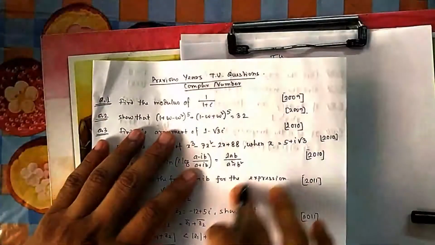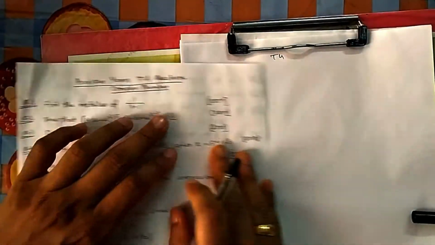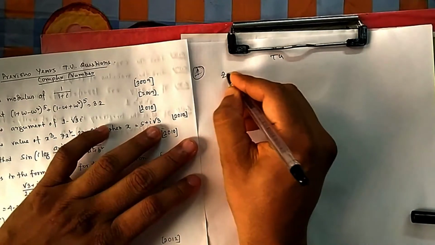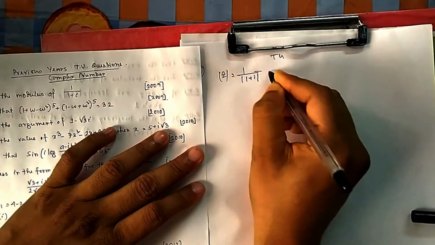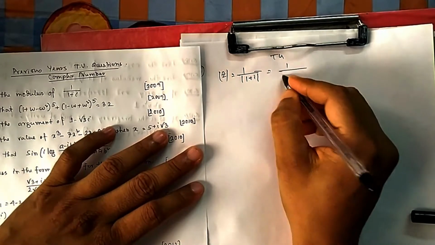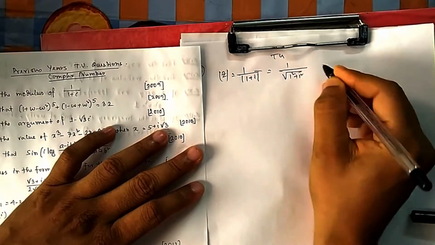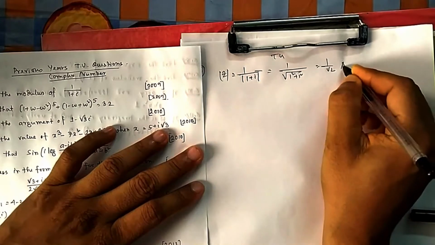Okay, if you see question number 1, find the modulus of this one. So you have seen what is the modulus of this one. Modulus of z is modulus of this one. So you can take modulus of this one. What is the modulus of this one? Under root 1 square plus 1 square, that is 1 by root 2. So this is your answer.